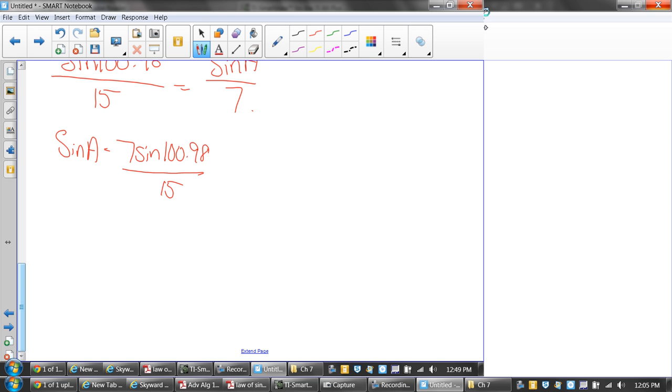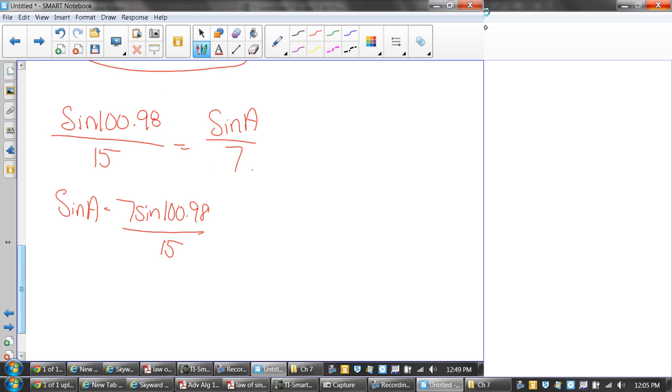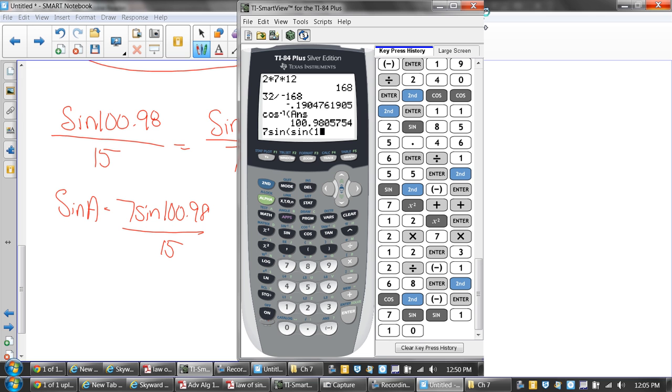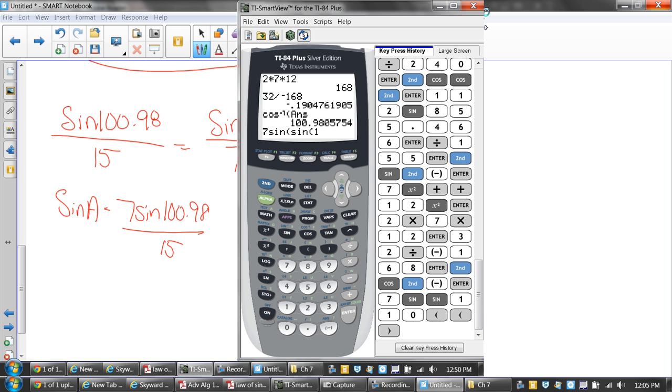Now you can bump over to law of sines. We just do 15 times 7. You can use the sine of the angle you just found, 100.98, over 15 equals sine of A over 7. So 7 times... Oh, good job.